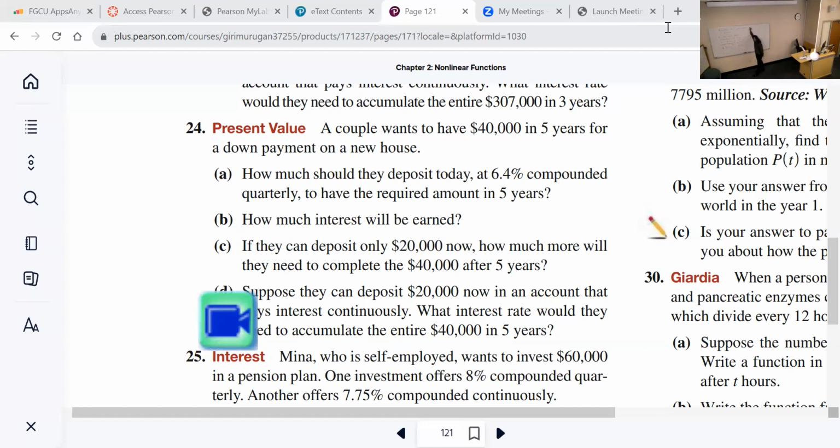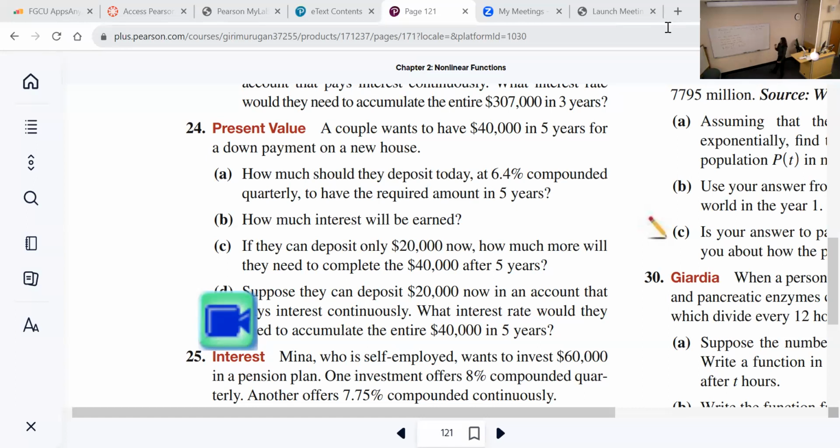We know R, what is R, the rate? 6.4%, which would mean in terms of the decimal, 0.064. The term is given to us. How many years? Five. What is M? Four. Why? Quarterly. Impressive.